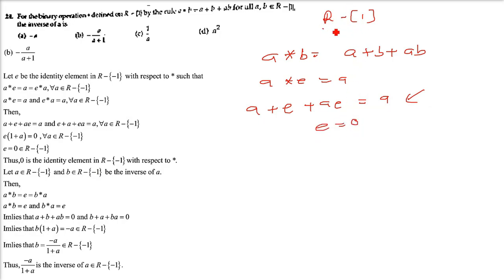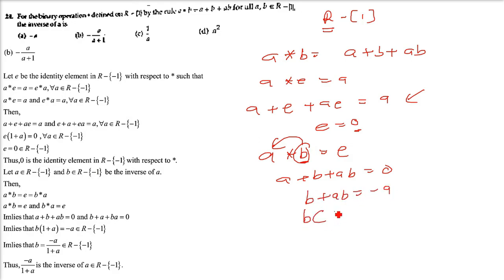Since E is 0, we can use this identity element to find out the inverse. A star B equals the identity element, so B is the inverse of A. What is A star B? A plus B plus AB. And what is E? It is 0. So A plus B plus AB is equal to 0. Now B is the inverse, so have B on the left hand side and take everything on the right hand side. Whatever is on the right hand side will be the inverse. So B plus AB equals negative A. Then B(1 plus A), taking B common, equals negative A. B equals negative A by 1 plus A, and this is the result. B is the answer.